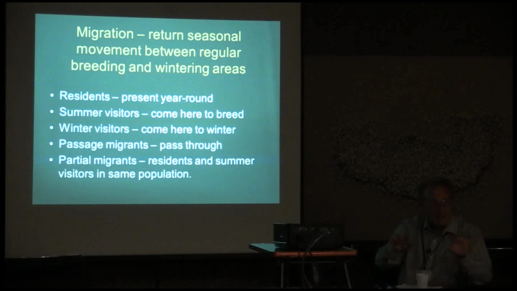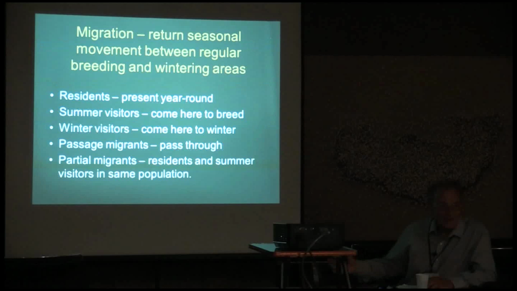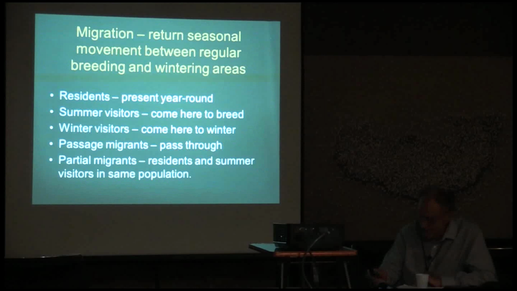And not living here, I don't know of any examples of partial migrants, but I asked Miguel Ferrer last night and he told me probably robin and probably blackbird are in this category, where some birds stay and other birds migrate. Well, why do birds migrate?